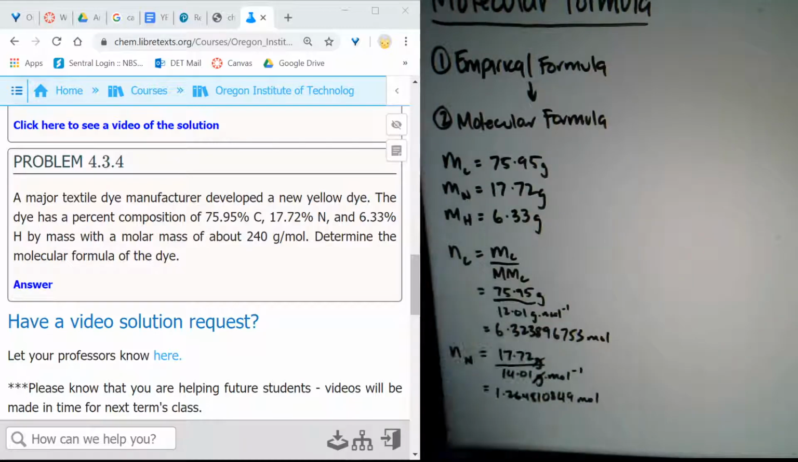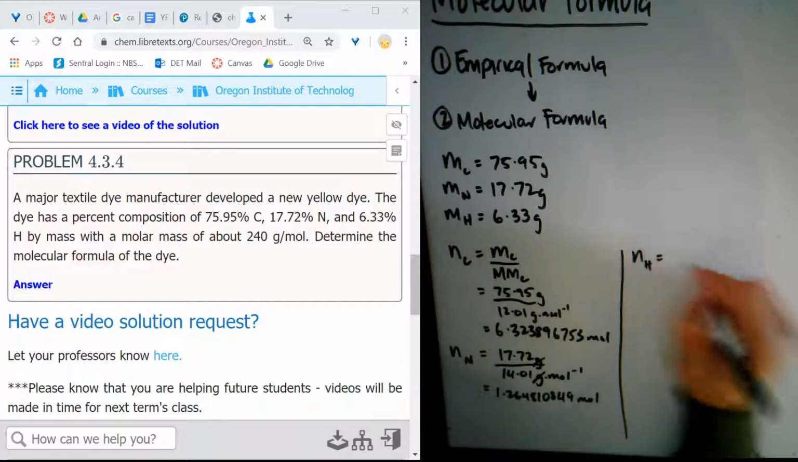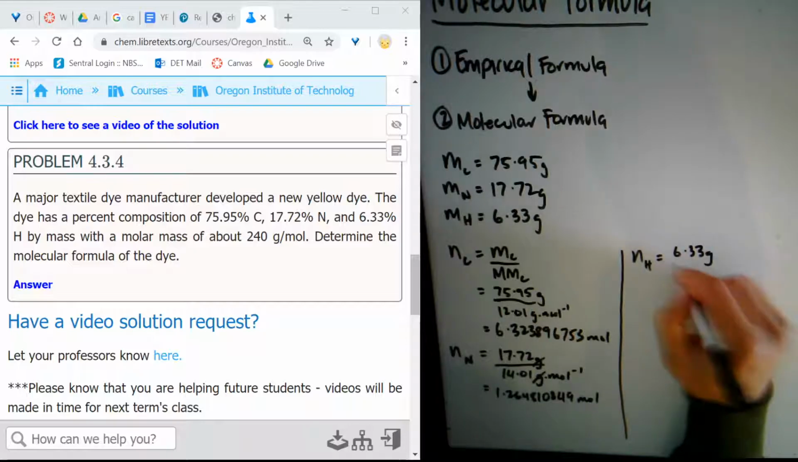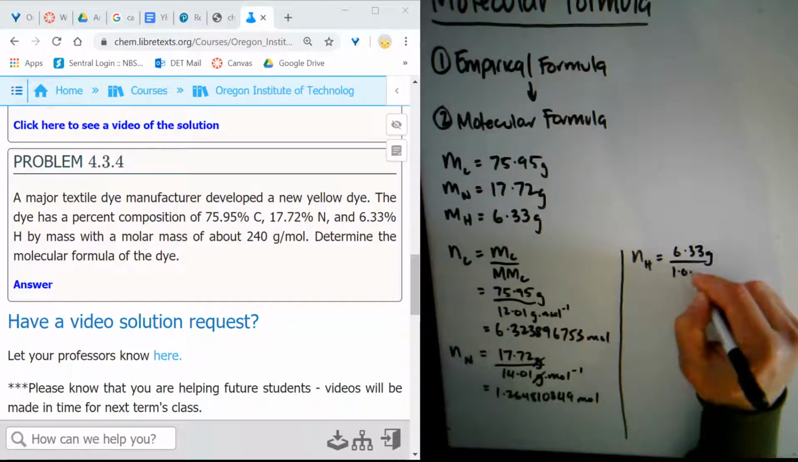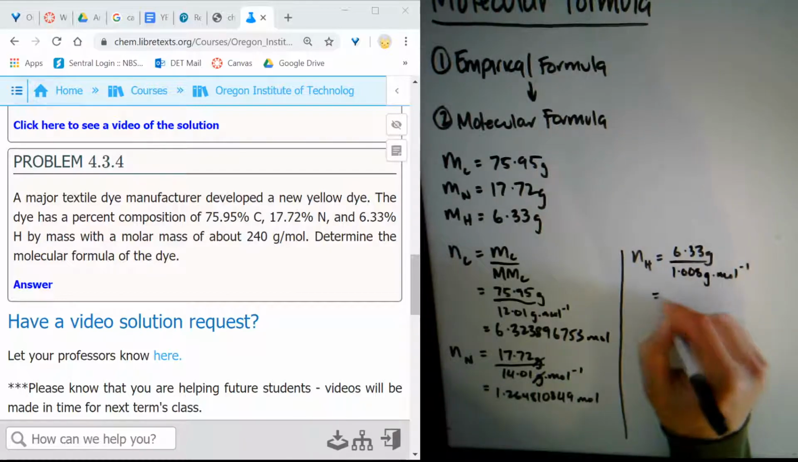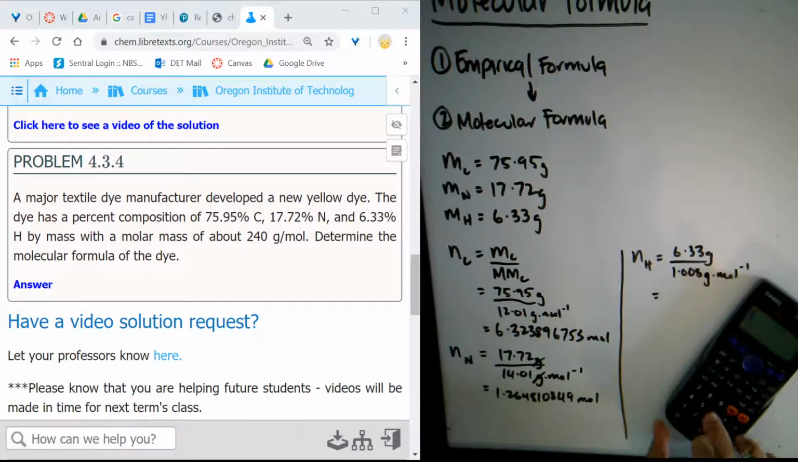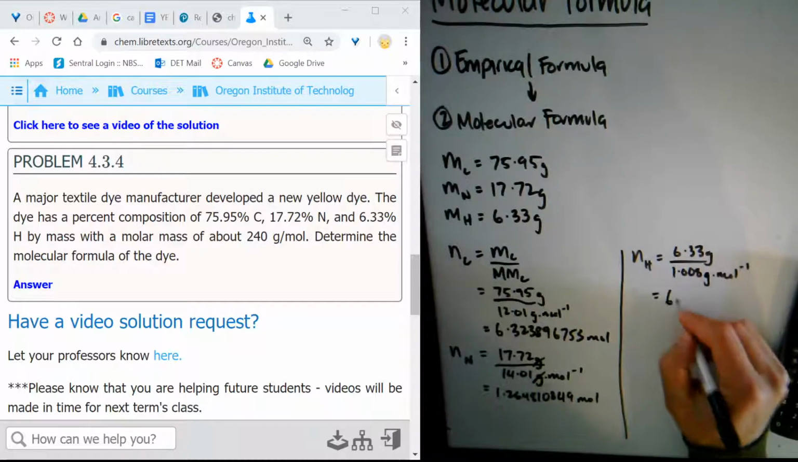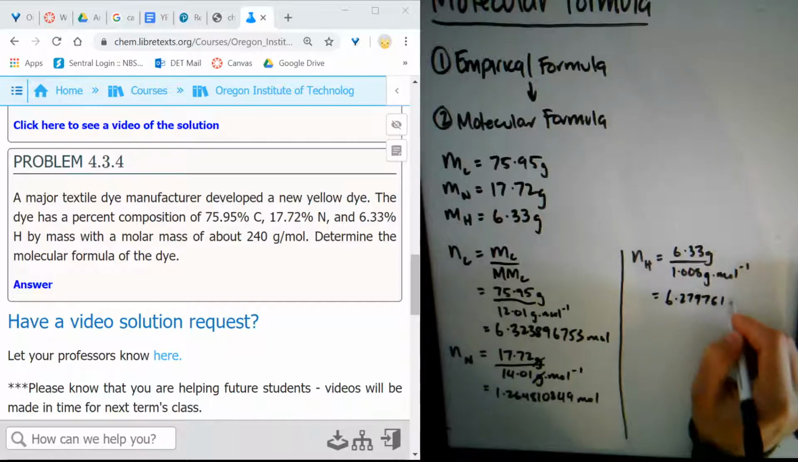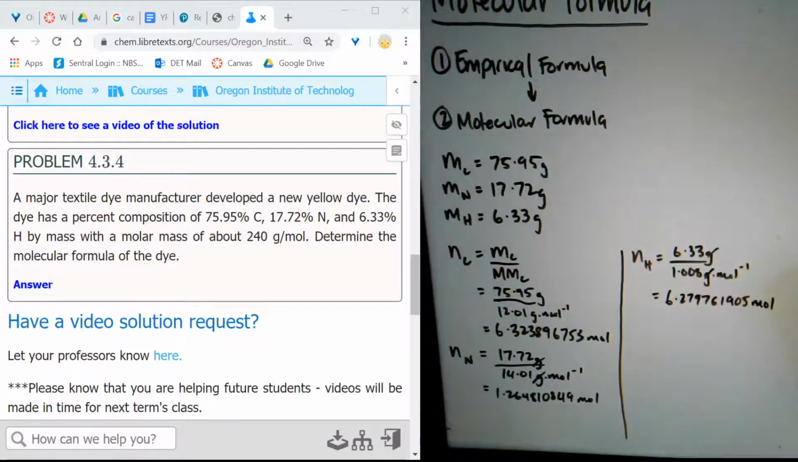The last one I'll do here is our number of moles of hydrogen. Mass over molar mass, so 6.33 grams divided by 1.008 grams per mole. And this is equal to 6.33 divided by 1.008, and you get 6.279761905. Once again, moles.